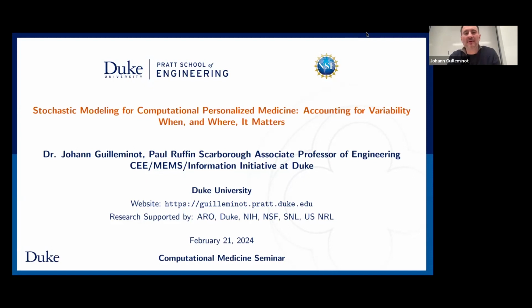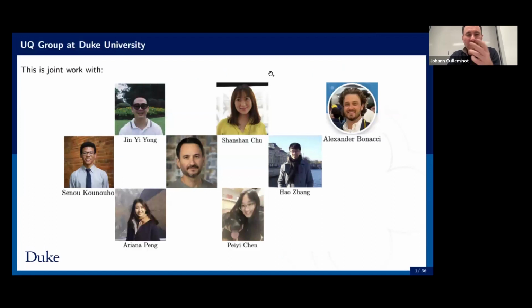Today I'd like to talk a little bit about what we do when it comes to integrating stochasticity in computational methods for personalized medicine. First of all, you're going to see my face and hear my voice, but this is, of course, a team research effort. I would like to show pictures of my group: Senu, who is an undergrad at Duke, and Ginny, Ariana, Shanshan, Pei, Ao, and Alexander, who are PhD students at Duke.